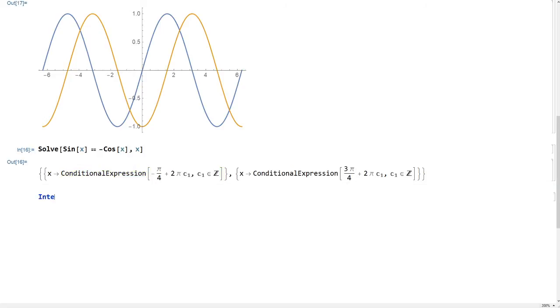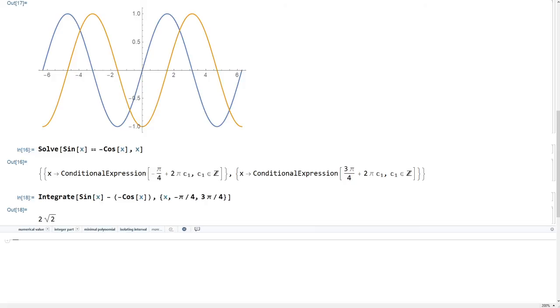So the area will be the integral of, let's see, the top function is going to be sine of x. The bottom function will be negative cosine of x. Right, and we want to integrate from minus pi over 4 to 3 pi over 4. All right, how's that look? Right, so integrate that, and we get 2 square root of 2. So that's the area of one of these little regions here.